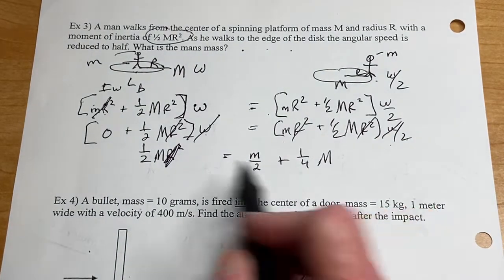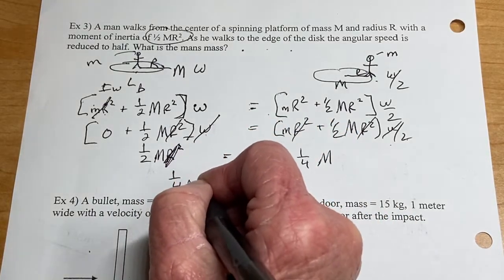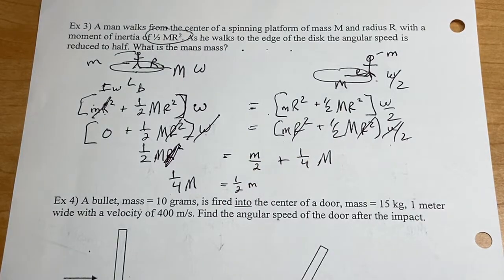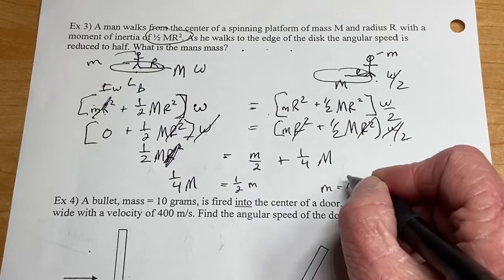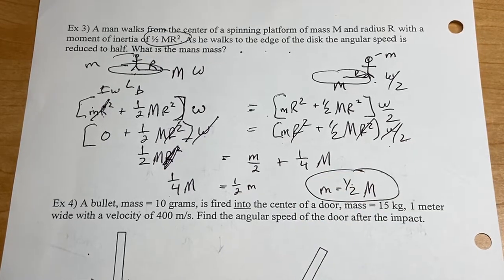All right, so I'm going to solve. I'm going to take a quarter of an m off of a half of an m, so I'm left with a quarter of a big M equals 1/2 little m. So if I multiply both sides by 2, little m equals 1/2 big M. So there's no specific numbers. The guy's mass is half of the disk, which means he's probably a pretty big guy, because those are big.